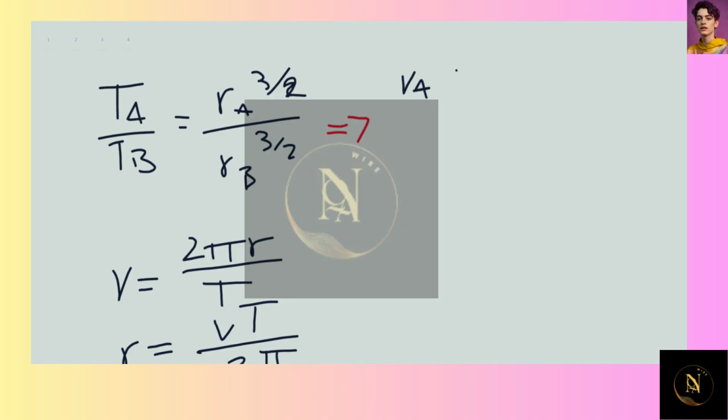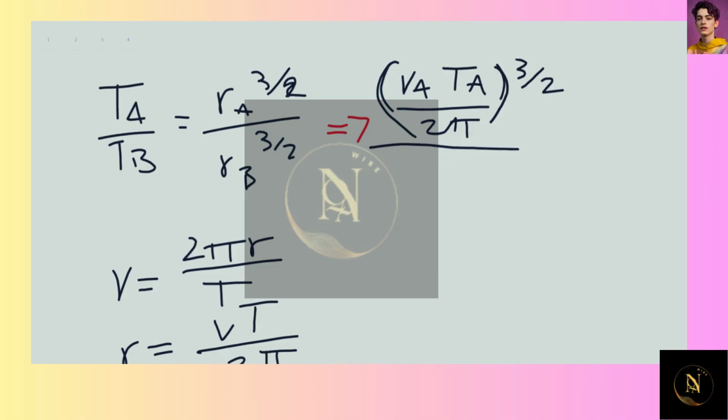Now we can say that vA times the period of A over 2 pi, all to the power of 3/2, over vB times TB over 2 pi, also to the power of 3/2. All right, so now all that's left for us to really do is simplify. We can cross out our 2 pi since those are just constants, and we get the following.